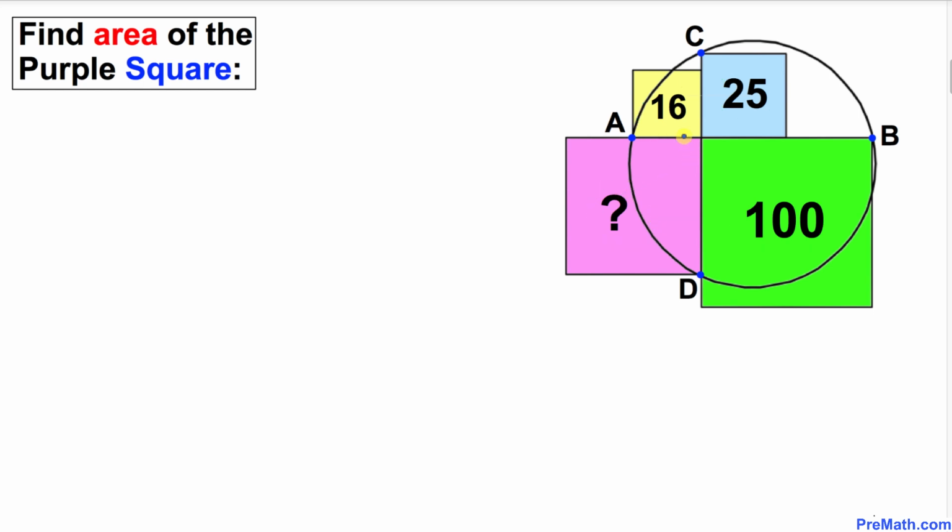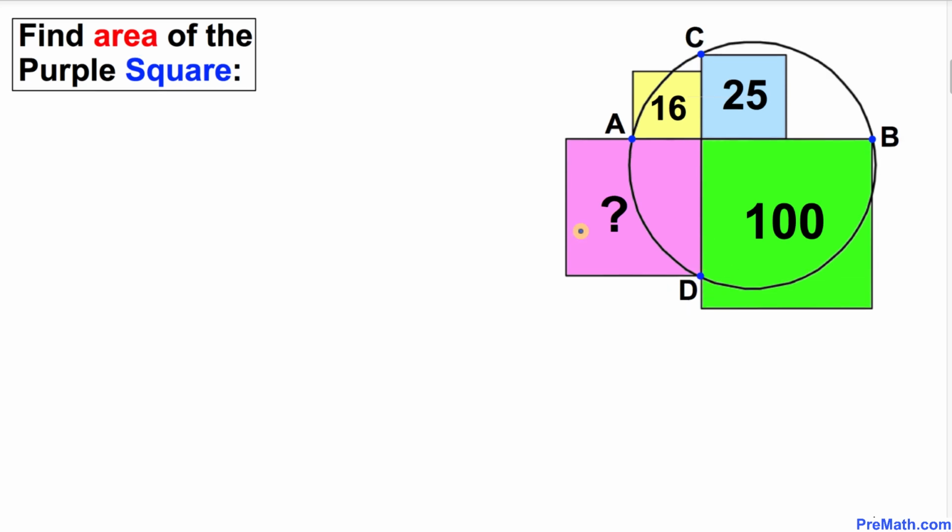And moreover, a circle is placed on these squares such that the edges of these squares are touching this circle at 4 different points: A, B, C, and D. Let's go ahead and get started with the solution.